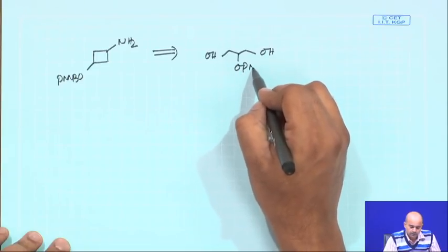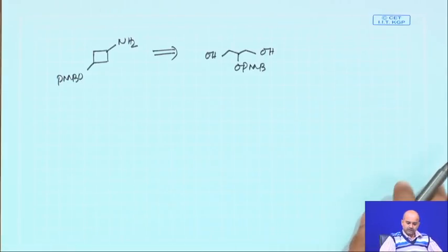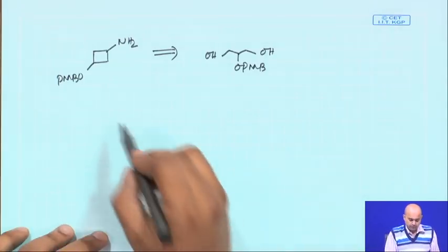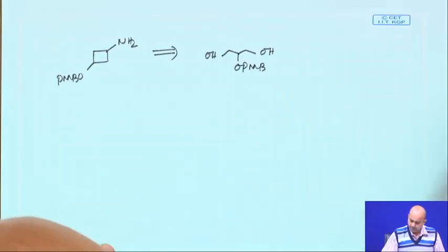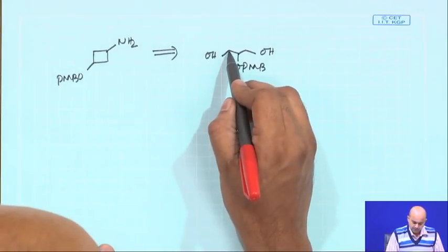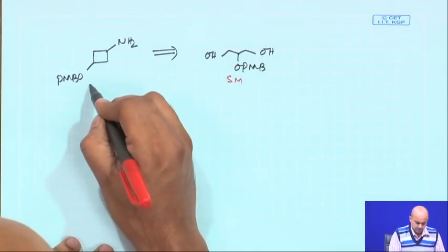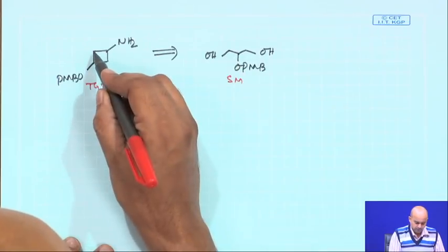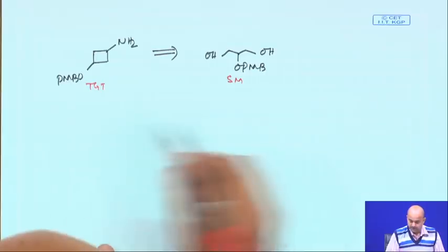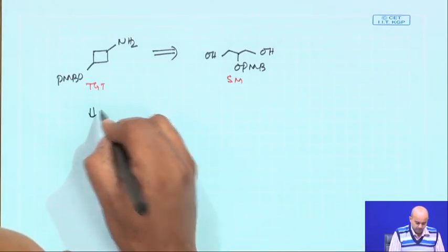I said I am giving you the starting material, this one. If you try to analyze how you can close it, you see the number of carbons is almost similar. This starting material has a 3 carbon framework, 1, 2, 3, and this is 1, 2, 3, 4. So, 1 carbon extra you need to introduce at some point.